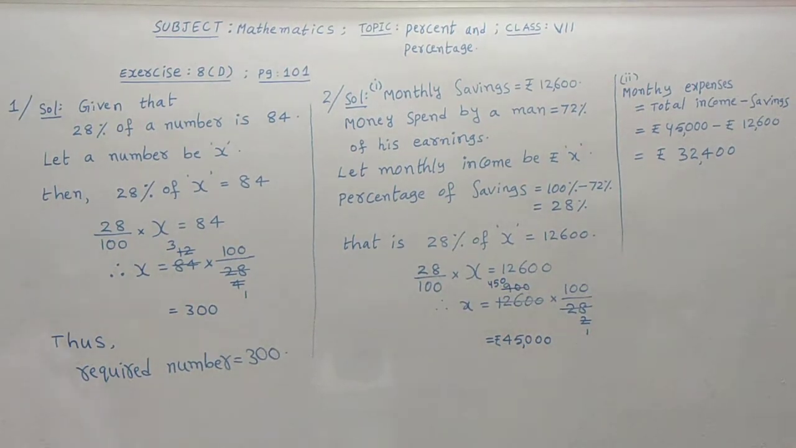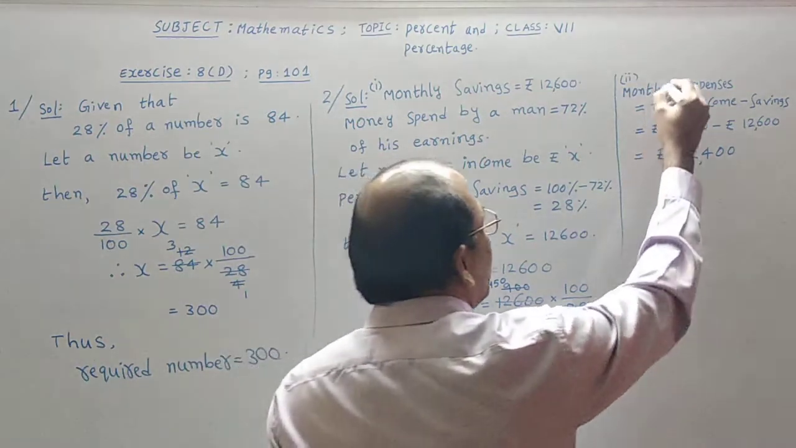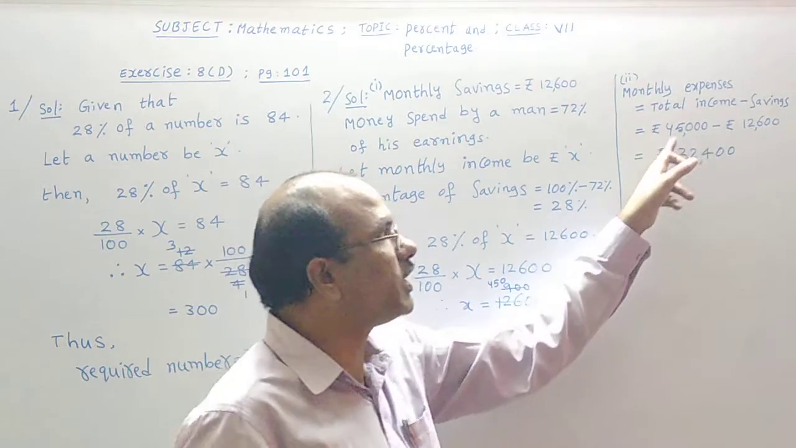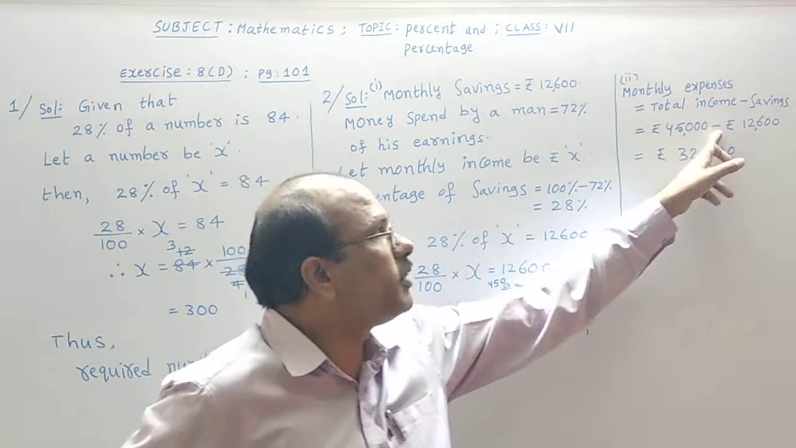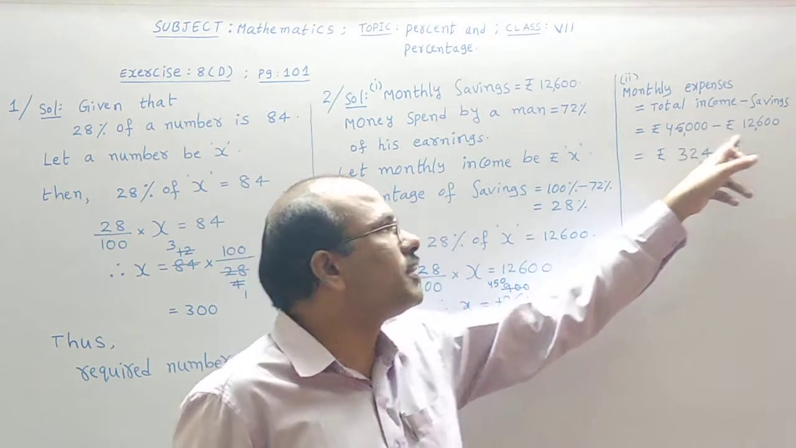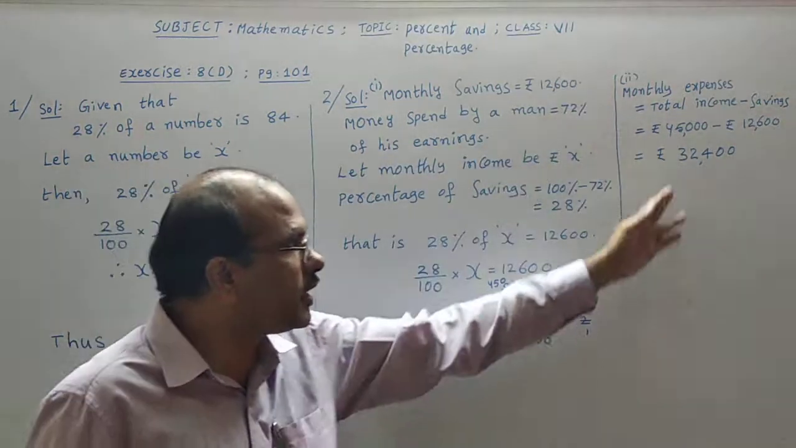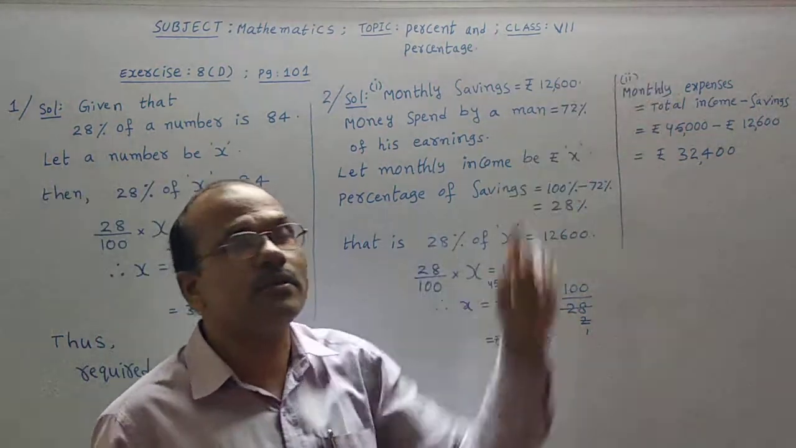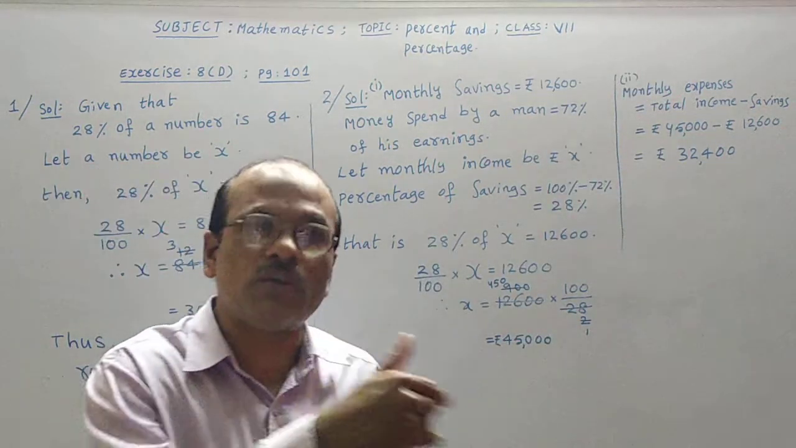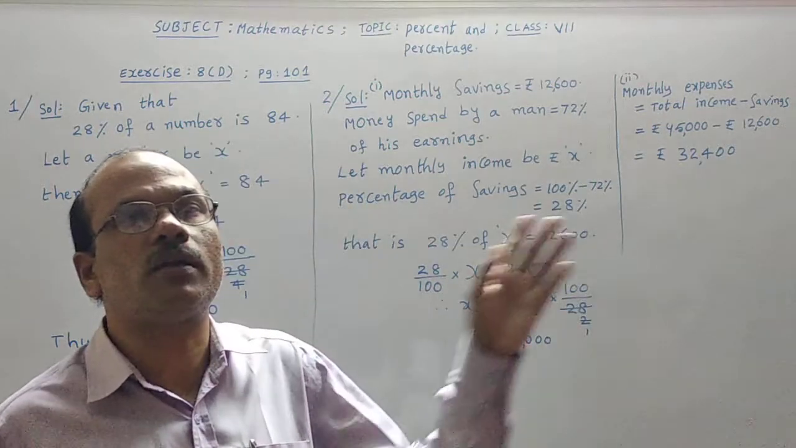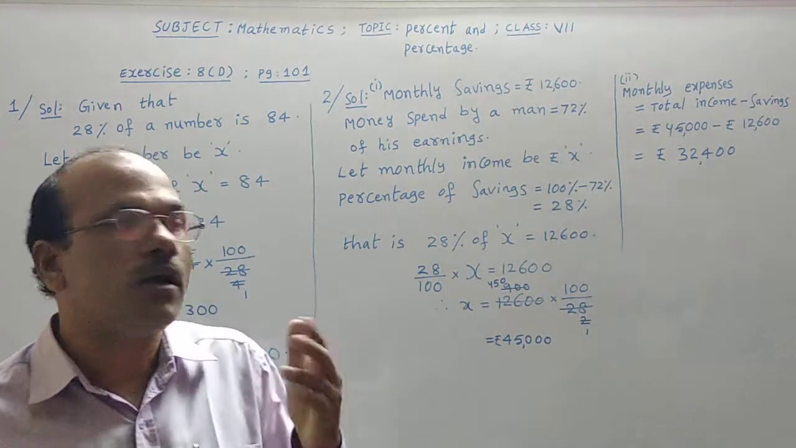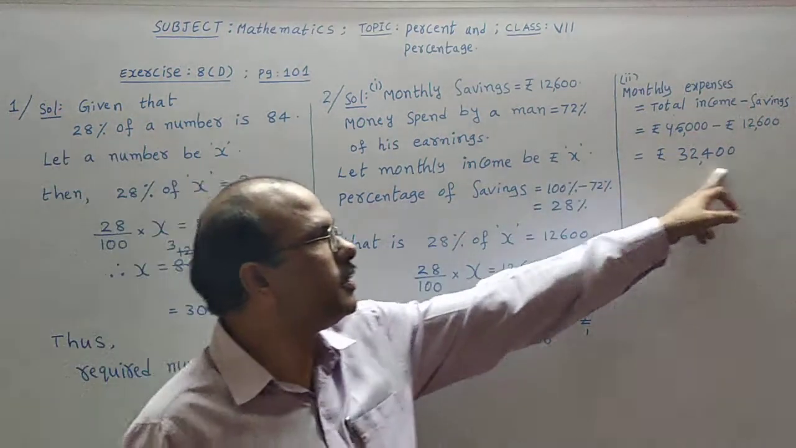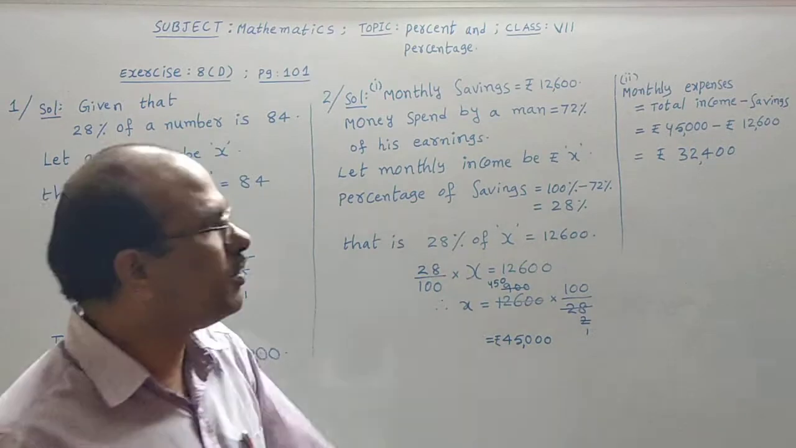Okay, this is monthly expenses. That is, total income is 45,000 rupees. From that we should subtract the savings of 12,600 rupees. Then we got the answer 32,400 rupees. His expenditure is that much. For different works he is using it, for payment of electricity bill, rent, and purchase of food items. All the things together, he is spending 32,400 rupees.